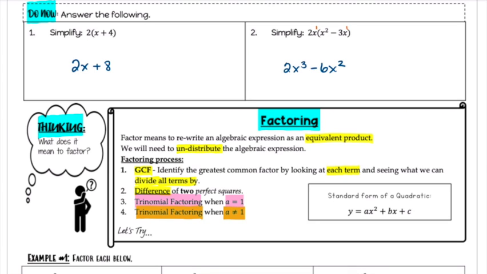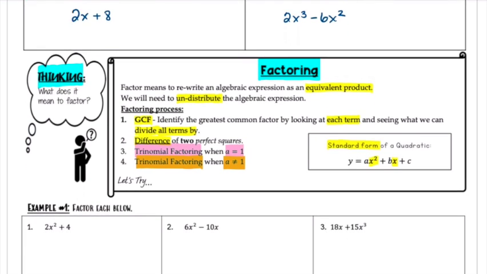The first thing we need to do is make sure that our problem, if we only have one variable, is written in standard form. Normally we have a quadratic, and our standard form would be ax squared, again the highest exponent first, plus bx plus c. We want to start with the highest exponent and write it in decreasing form when we have one variable. If we have multiple variables, we normally won't write it in standard form.